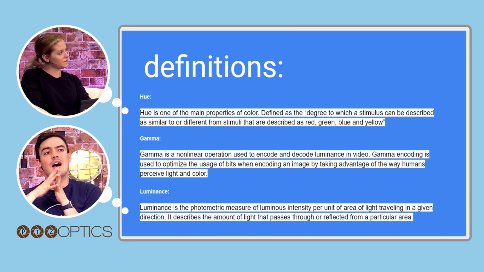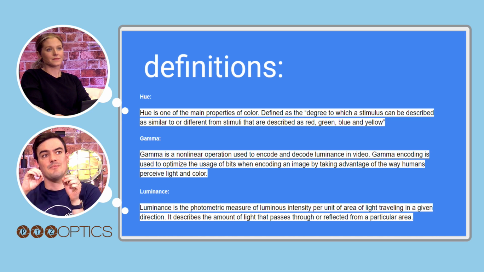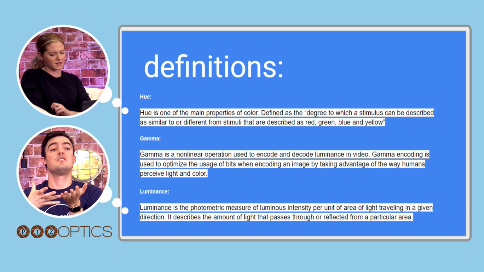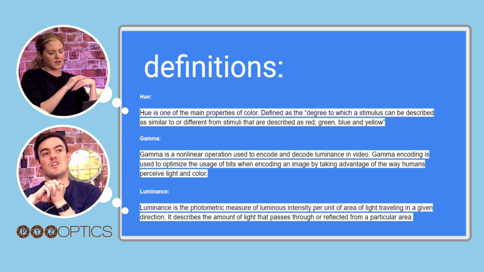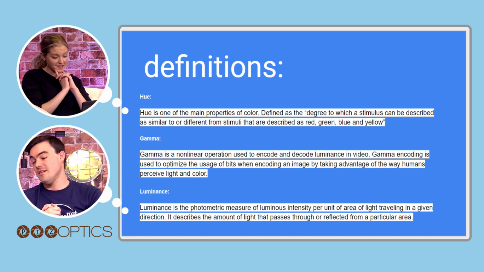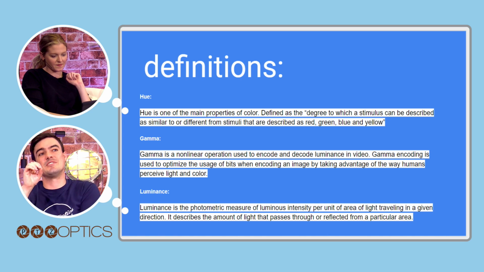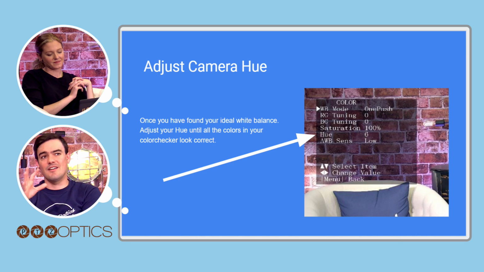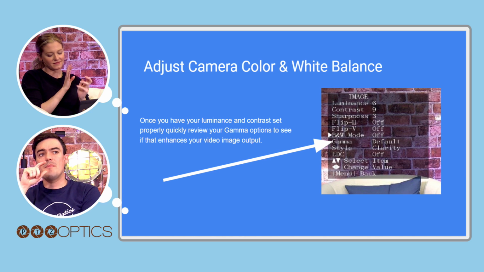Gamma is a nonlinear operation used to encode and decode luminance in video. So gamma you can use to optimize the encoding, and it takes advantage of the way humans perceive light and color. Interesting. To understand that, we would need to understand that luminance is the photometric version of the intensity of the light traveling in a given direction. That's crazy. So all of those options are available to you in the camera to tweak when we're talking about color. You can see here you can tweak the color. We like the hue around 6 usually. We have the white balance and the gamma settings, which we've found to tweak the color a little bit.